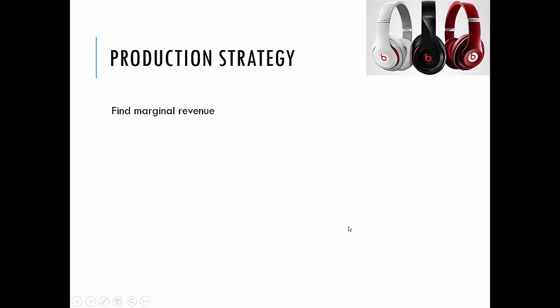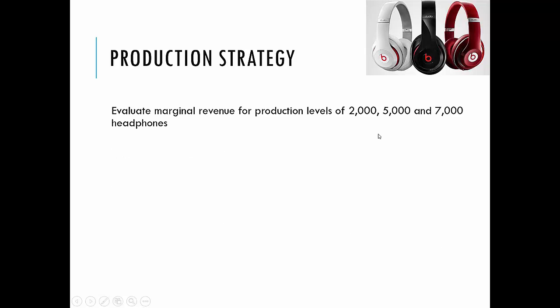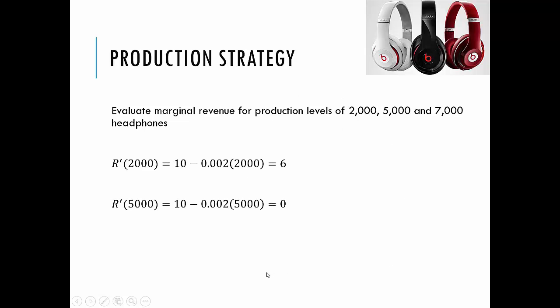Well, let's keep going and let's find marginal revenue. So how do you take the derivative? The derivative of 10x would just be 10. The derivative of this piece, I bring the 2 down and I subtract 1. So this gives me my marginal revenue. Now I can look at different values, such as these different production levels, 2,000, 5,000, and 7,000. So I take my marginal revenue function, I plug in 2,000, I plug in 5,000, and I plug in 7,000.